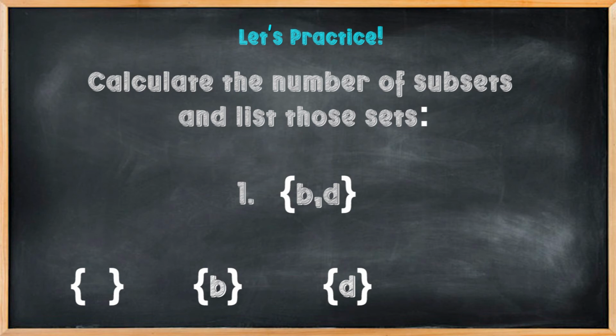Now that we're finished with the single member subsets, we're going to look at the double member subsets. Now we can only have one double member subset here since that set has only 2 members. So that set would be B and D. That set would have members B and D.